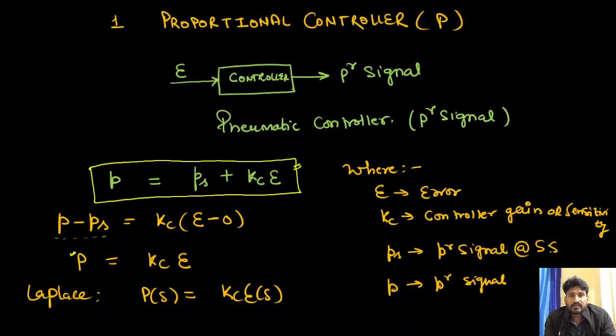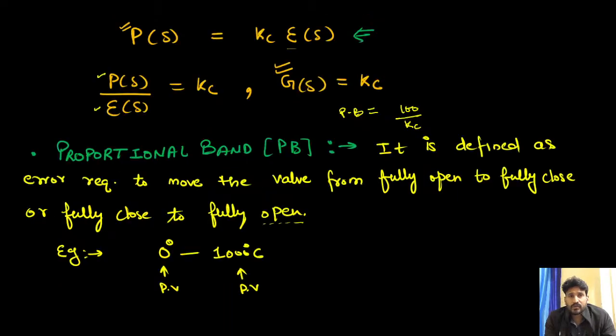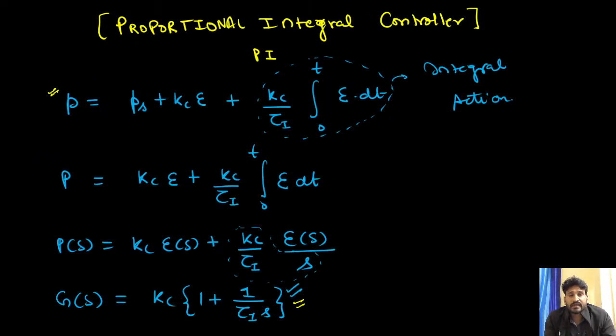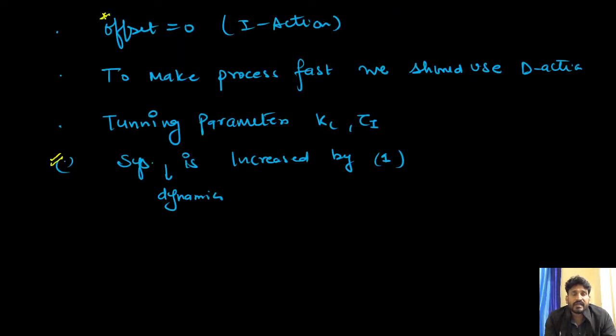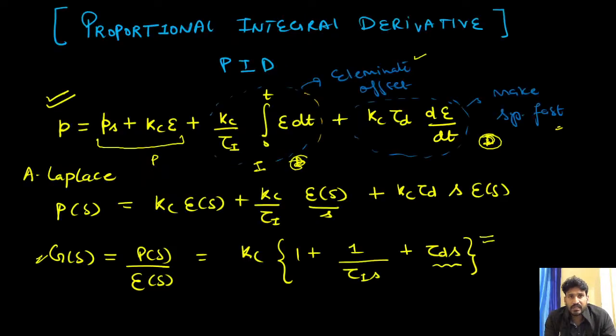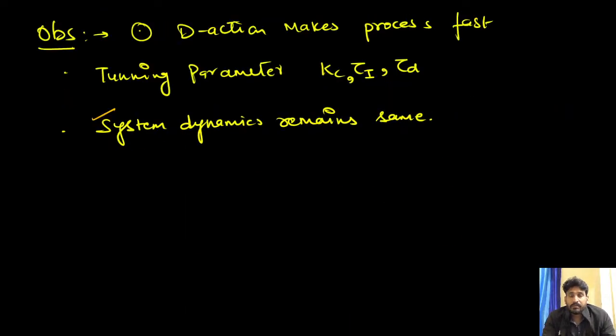We have discussed three controllers, P controller. This is the base equation you can see in the box, and the negative point is offset. That is eliminated by the integral action, but the negative point for integral action is it increases the dynamics, which makes the system sluggish. That is eliminated by the derivative action, right? And that is the derivative action term, Kc tau d de over dt, right? And this last one is the transfer function of the PID controller.